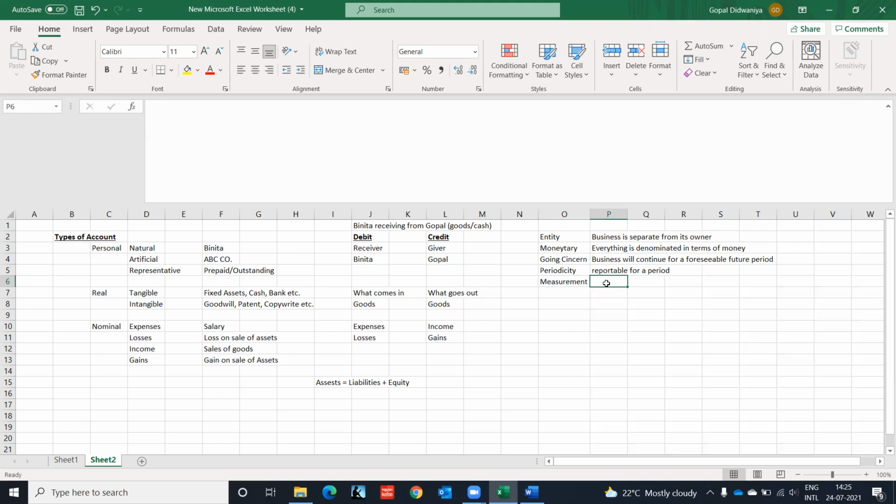Under the measurement principle, you will be able to estimate the value for the transaction. That is the reason that in the measurement principle, you will be doing the measurement in terms of money.